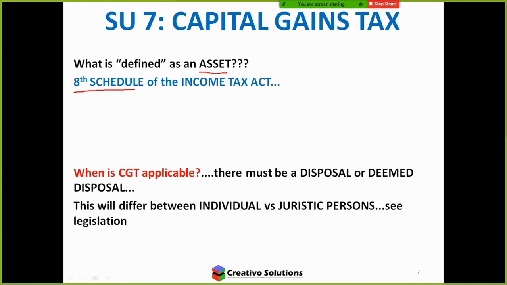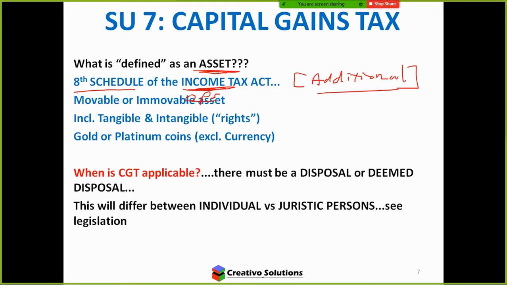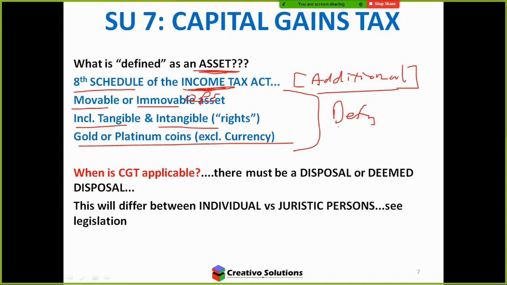So in the eighth schedule, it's seen as something that's additional, something that's different, something that's not part of the normal Income Tax Act, because income is operations. Operations is the day-to-day running of the business. When you're looking at an asset, it falls a little bit outside of the scope. So that's why you have movable and immovable, intangible and tangible, and then you have others as well. The definitions are described in the Income Tax Act under the 8th schedule.